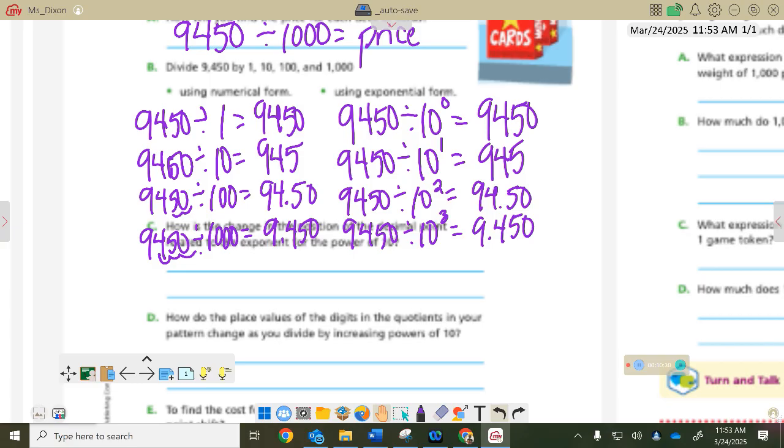We're not talking about the zeros. We're talking about the exponent. The 0, the 1, the 2, the 3. How is the decimal? Turn around!